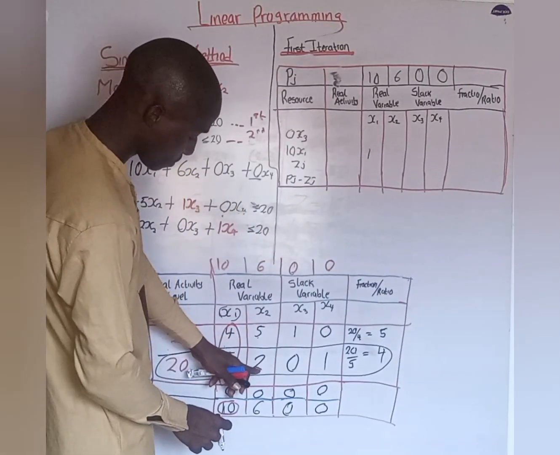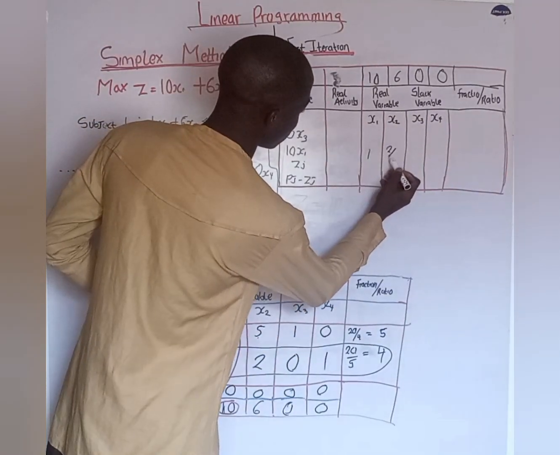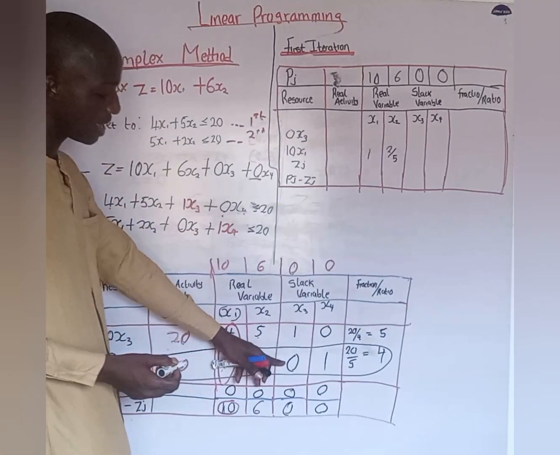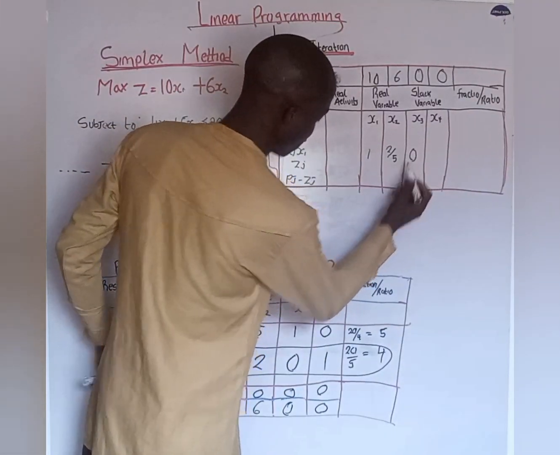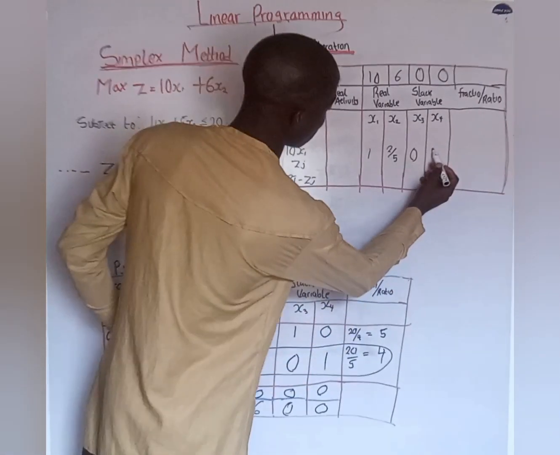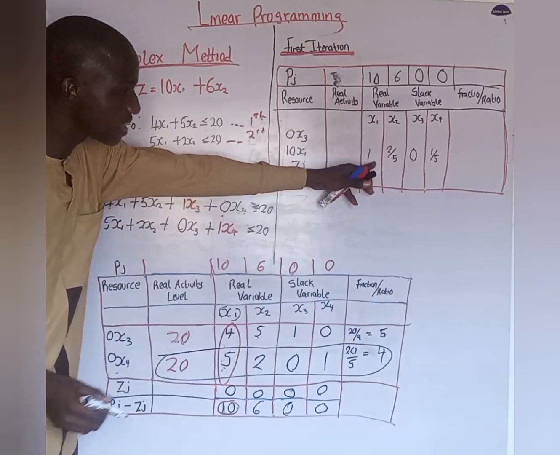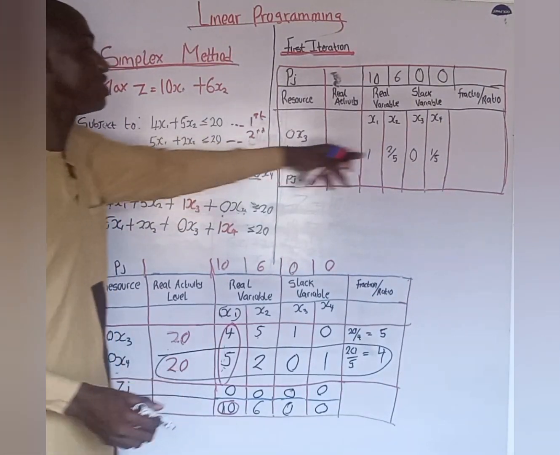Then 2 divided by 5 will be 2 all over 5. Then 0 divided by 5 will be 0. And 1 divided by 5 will be 1 all over 5. That's it. I have made my key element 1 with respect to the elements in the row.